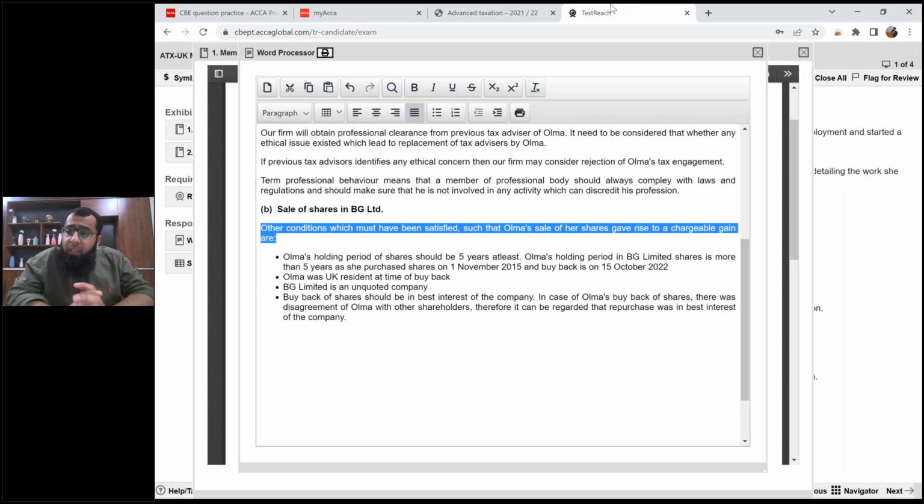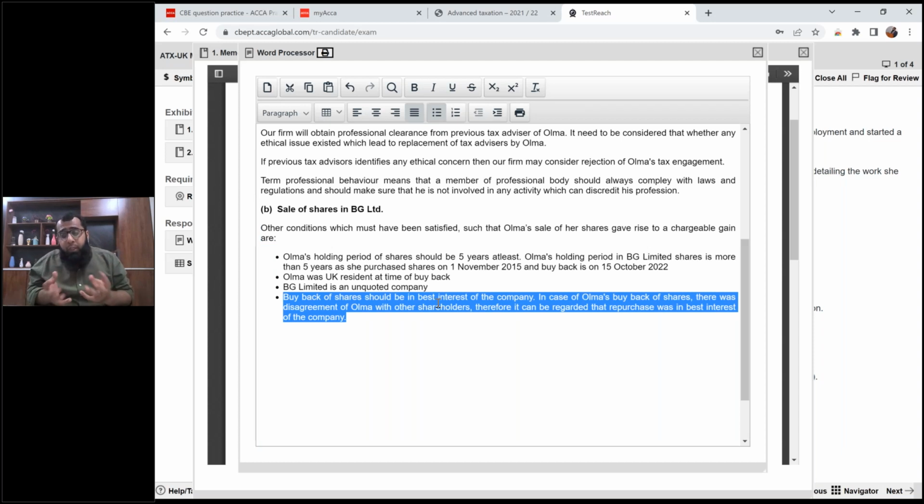Okay. One student has asked me, sir, how to identify that the buyback is in the best interest of the company? See, this is already written in the book. When you study this topic, it is taught that a buyback in the best interest of the company includes situations when the shareholder wants to retire, or when the shareholder is in dispute. These points are already given in the book.